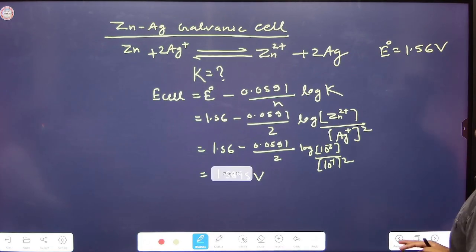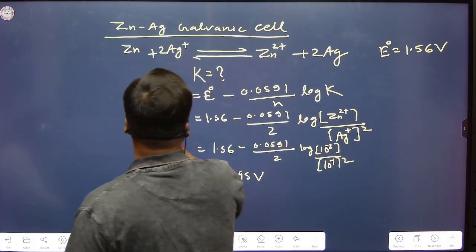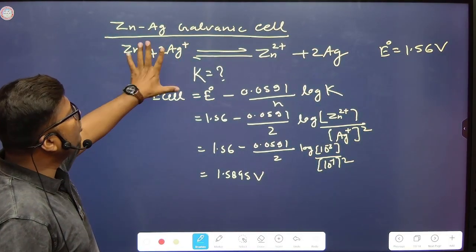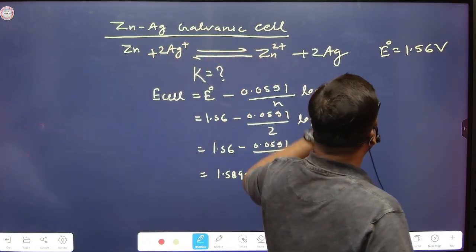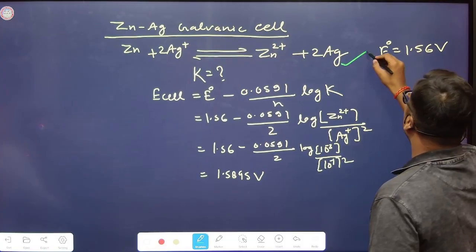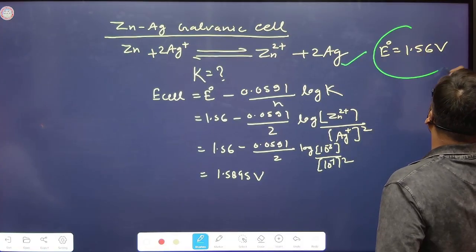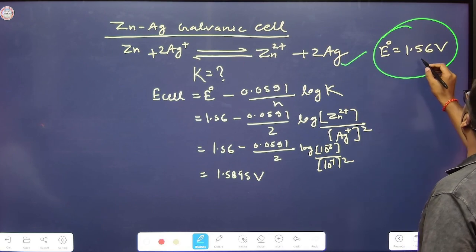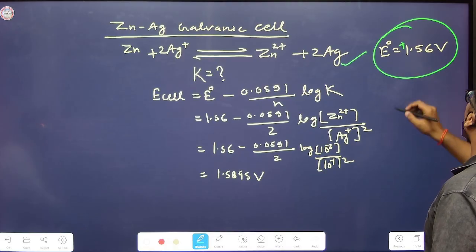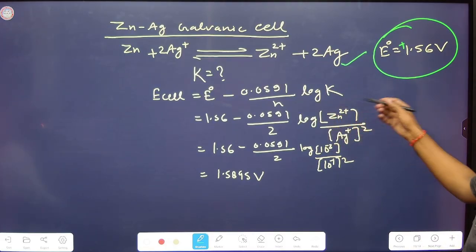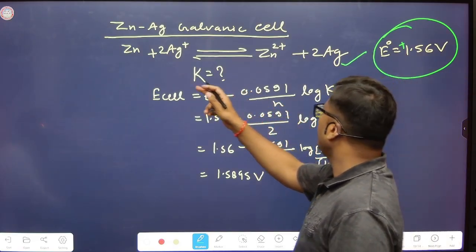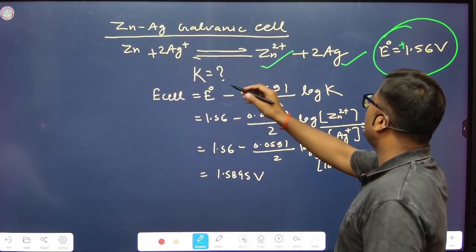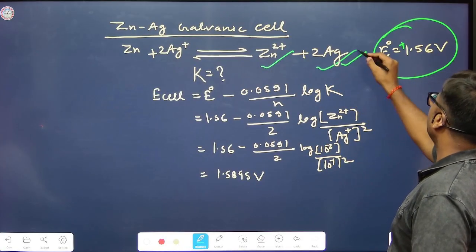Another most important example here is the zinc silver galvanic cell. This is the complete cell reaction: zinc plus 2 Ag plus gives Zn 2 plus, and 2 moles of silver are precipitated. The standard cell potential for this reaction is 1.56 volts. It is a positive quantity and confirms that this reaction is spontaneous and moving in the forward direction. So it favors the formation of zinc 2 plus and the precipitation of silver.